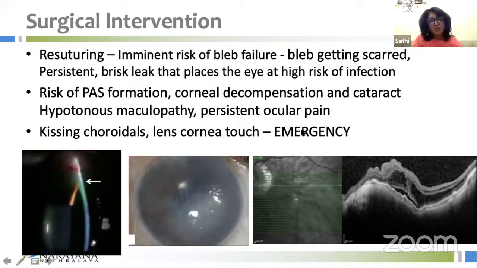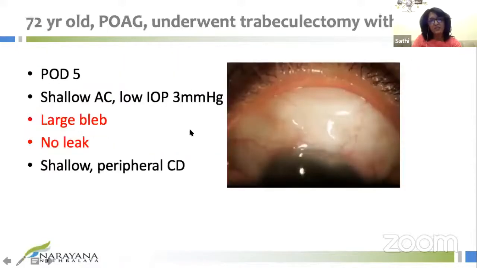An emergency situation where you would need to intervene is if you see kissing choroidals or a lens-cornea touch. This is a second case, a 72-year-old male with primary open angle glaucoma who underwent trabeculectomy. Again, on day 5, you see that the chamber was shallow, pressures were 3, and he had peripheral choroidals. However, this case differed in that there was a very large bleb and no leak was seen. Now, this differentiation is very critical because the management is totally different.